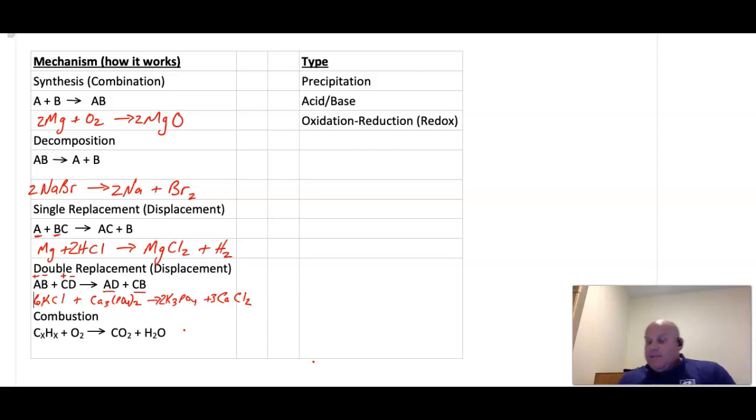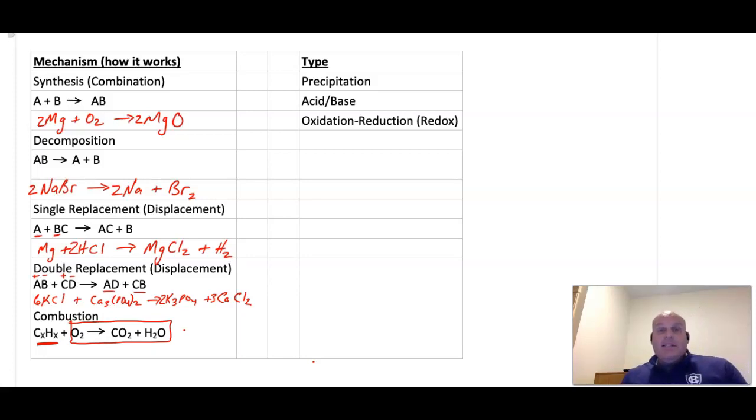And the last type of reaction, as far as mechanism goes, that doesn't fit into any of these categories that I've listed here is a combustion reaction. Combustion is a type of oxidation reduction. We'll take a look at that later. But it's basically any hydrocarbon, a combination of carbon and hydrogen, reacting with oxygen to produce carbon dioxide and water. So this part of the combustion reaction is always the same. What changes is the hydrocarbon that you start with. That's why I've labeled it CxHx.